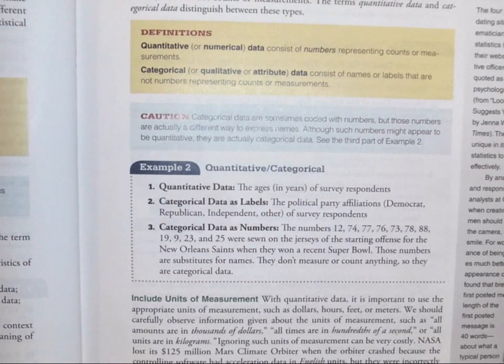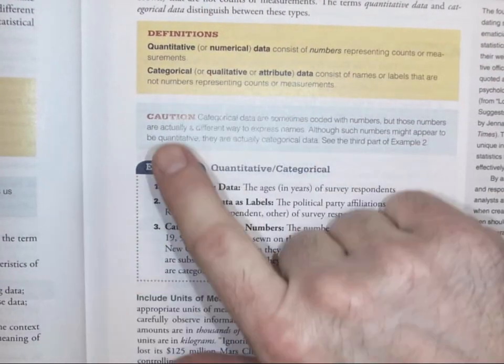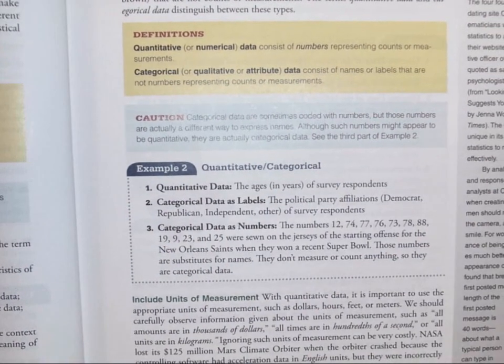Types of data. There are two main types of data that we're going to talk about: quantitative and categorical. Quantitative is talking about numerical representations of data. When I say numerical, they actually represent counts.